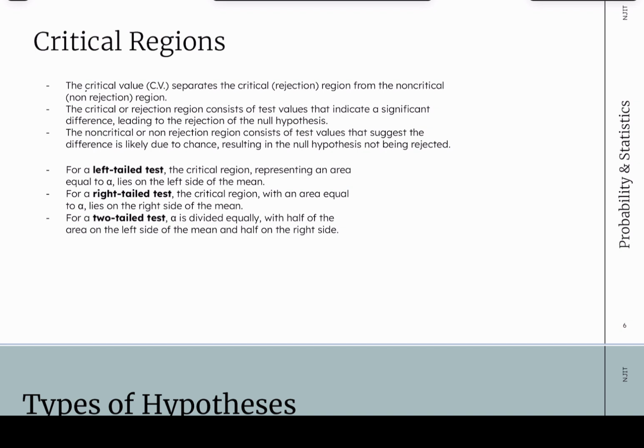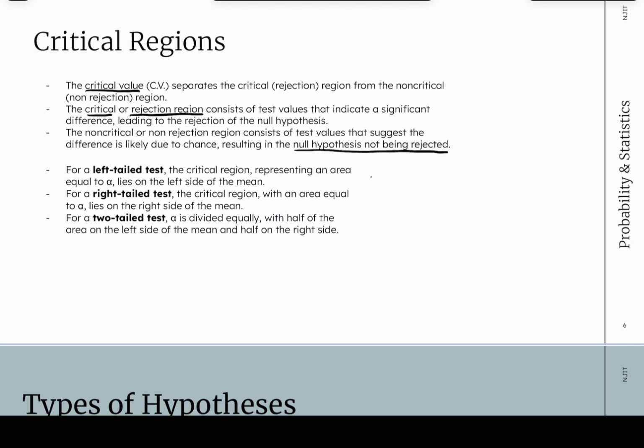Another thing we can look at is critical regions. A critical value separates the critical region from the non-critical region. You'll understand this a little bit better when we take a look at some examples. The critical or rejection region consists of test values that indicate significant difference. So this is what would help you figure out if you should reject the null hypothesis, depending on where your test value falls. The non-critical region is basically the test values that suggest that the difference is more due to chance than anything else. So you would end up concluding that your null hypothesis is not being rejected.